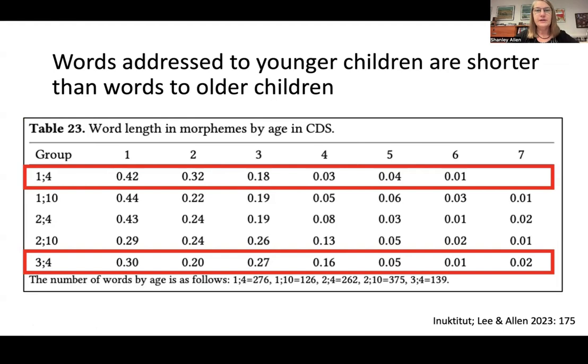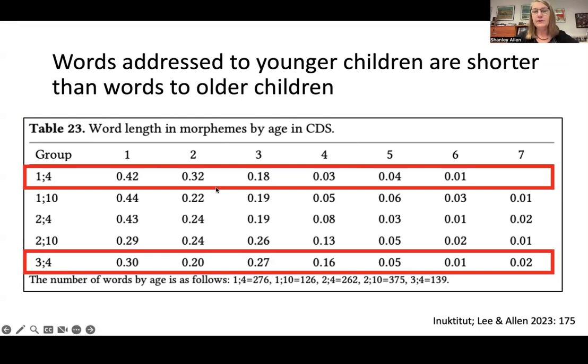Another thing to notice is, of course, that at every age group, the one morpheme word is the most frequent. It's 42% at the youngest age and 30% at the oldest age, but still the most frequent across all the ages. So it's not that having a one morpheme word is only for baby talk. It's also not that infrequent in adult-directed speech.